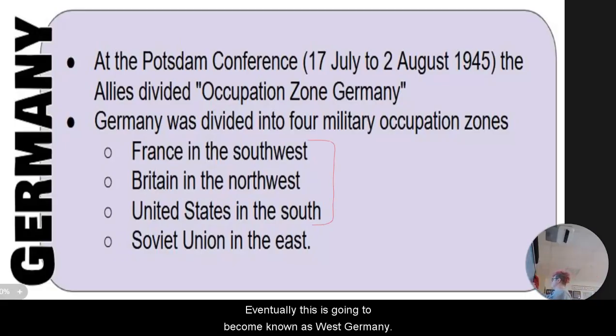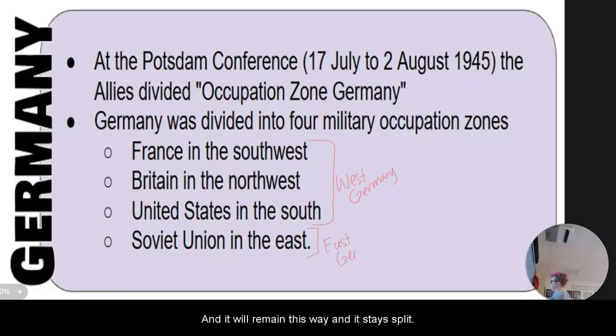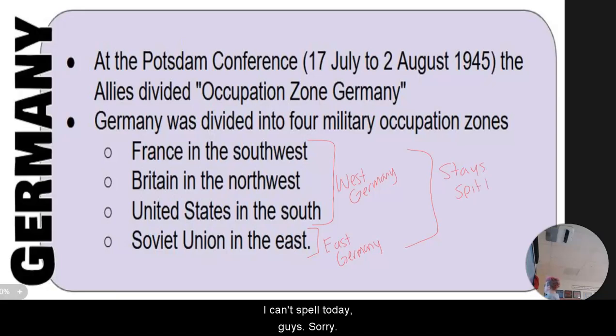Eventually, this is going to become known as West Germany. And this is going to become known as East Germany. And it will remain this way, and it stays split. Oh my God, I can't spell today, guys, sorry. Until 1990.